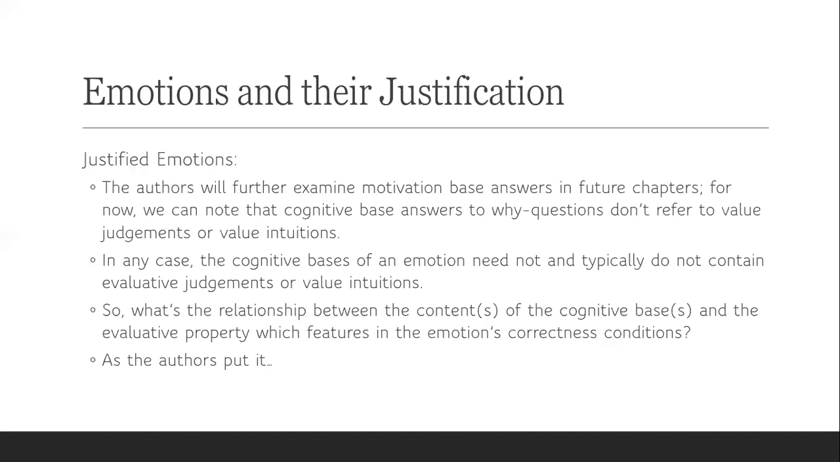So now what we need to do is work out what the relationship is between the contents of the relevant cognitive bases and the evaluative property that features in the emotion's correctness conditions. Because remember, my emotion is correct if and only if the object of my emotion bears the relevant evaluative property. So that's correctness. But to get justification, we need to know how the content of my cognitive bases, where the magic happens, is related to the relevant evaluative property.